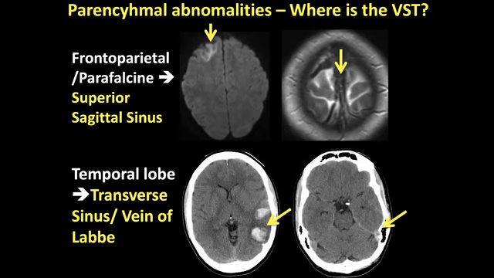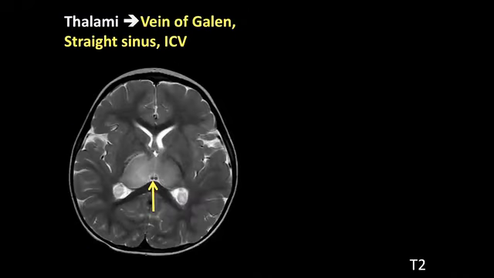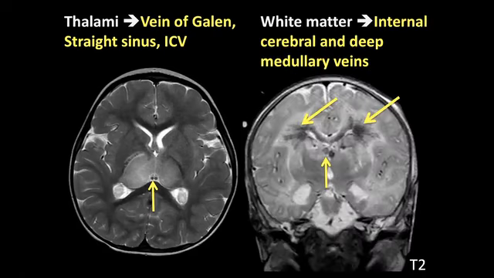If you see hemorrhage in the temporal lobe, you need to look very carefully at the transverse sinus and the vein of Labbé. If we see hemorrhage or focal abnormalities in the thalami, look at the straight sinus and the internal cerebral veins. And particularly in neonates, if you see hemorrhagic white matter, you need to look at the internal cerebral and deep medullary veins. And you can see here how subtle it can be, that we are not seeing the nice normal T2 hypointensity of the internal cerebral veins because of thrombosis, and this has caused the hemorrhagic change within the deep white matter.